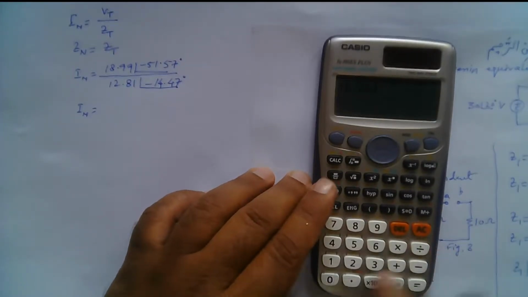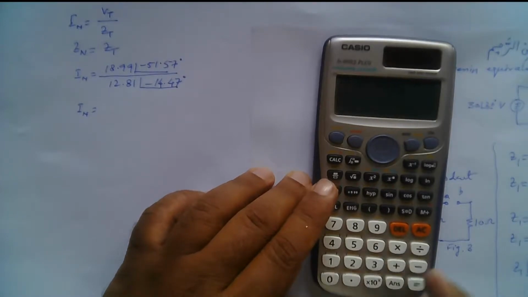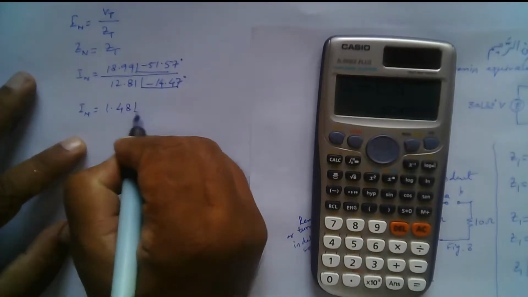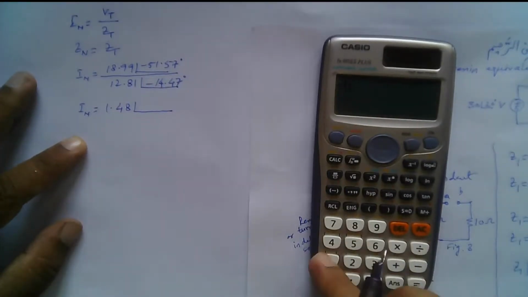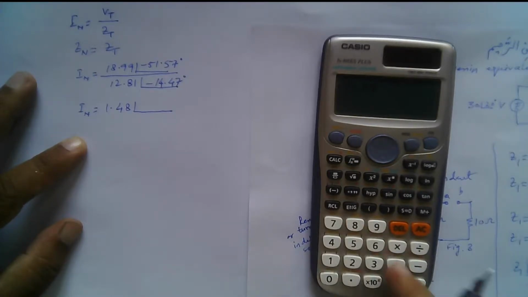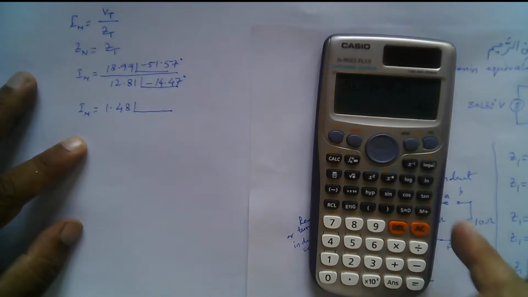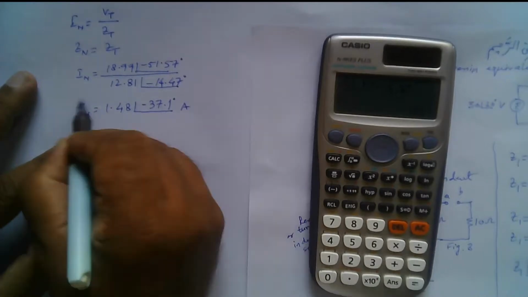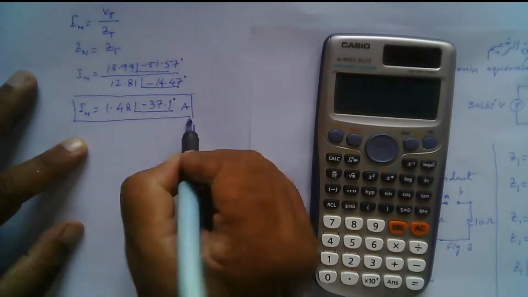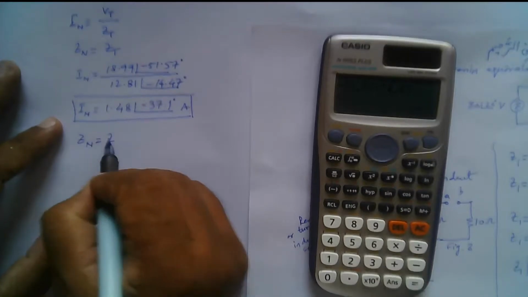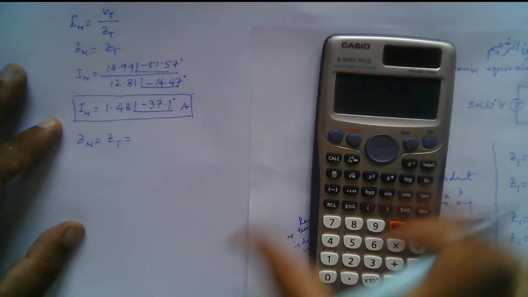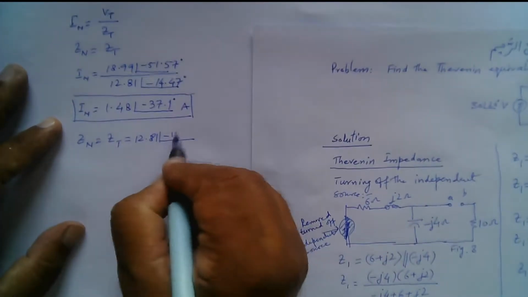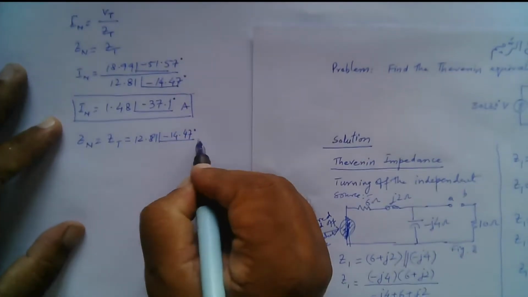So I Norton is given by 18.99 divided by 12.81. So that is 1.48, and the angle is minus 51.57 plus 14.47. So that is equal to minus 37.1 degrees amperes. That is the Norton current. And the Norton impedance will be the same as the Thevenin impedance, and that is given by this value, 12.81 angle minus 14.47 degrees ohms, right?